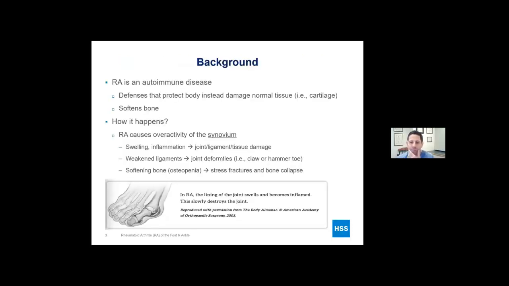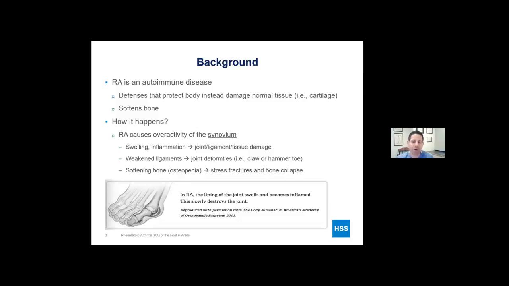Rheumatoid arthritis is an autoimmune disease, and this means that the immune system attacks its own tissues. In RA, the defenses that protect the body from infection instead damage normal tissue. This could be cartilage, this could be ligaments, and it also softens the bone.